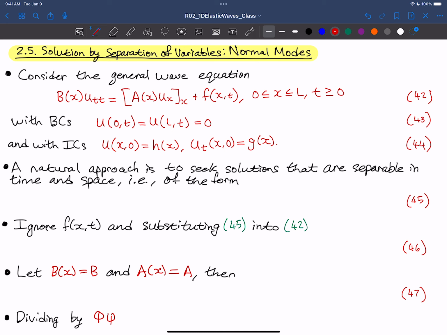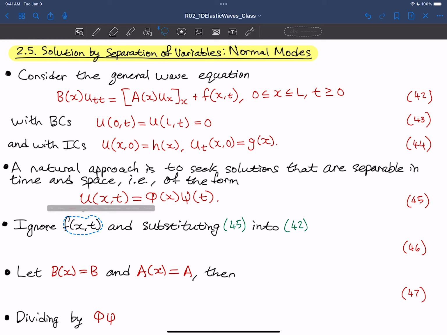Okay, so a natural approach is to seek solutions that are separable in time and space. That means we want to try and separate out what happens in time from what happens in space and produce an equation for time, one for space, and then solve each of those equations separately and then bring those back together later on. So we want to seek a solution of the form u of x comma t is equal to some function phi of x times a function psi of t.